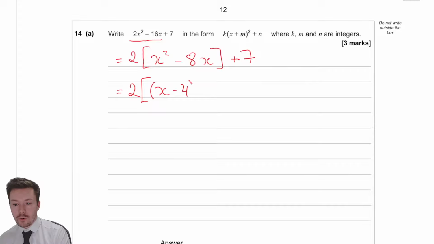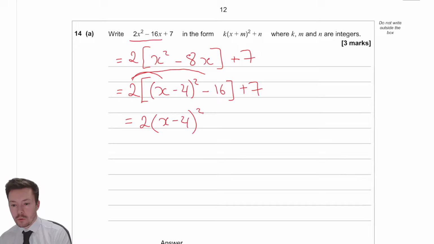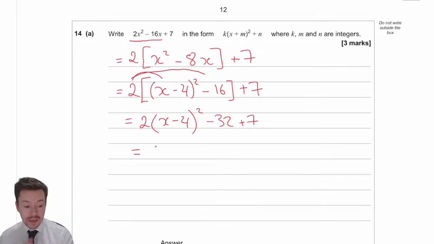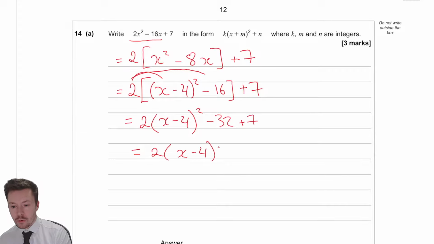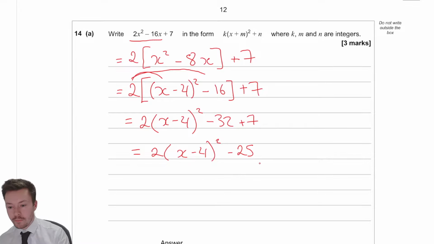So I have x minus 4 all squared. So you halve the number in front of the x. And then we subtract the number in the bracket squared. So subtract 16. And then we've still got the plus 7. Then I'm going to multiply this 2 back into this square bracket. And we're going to get 2 brackets x minus 4 all squared minus 32 plus 7. And that gives our answer. Yes, this is the non-calculator. 2 lots of x minus 4 all squared minus 25. Okay. So that should be our answer there.